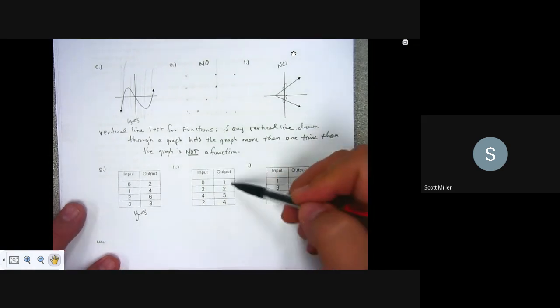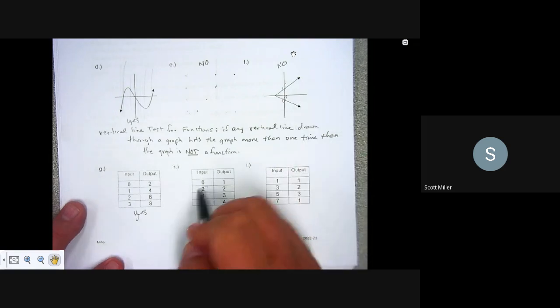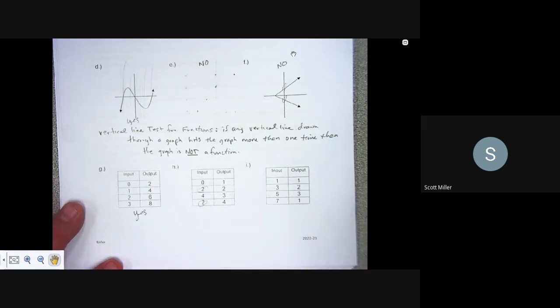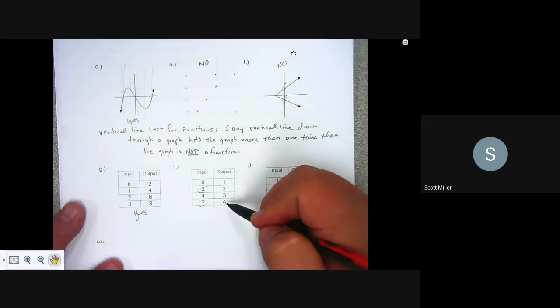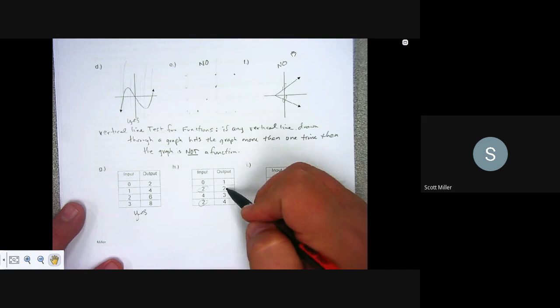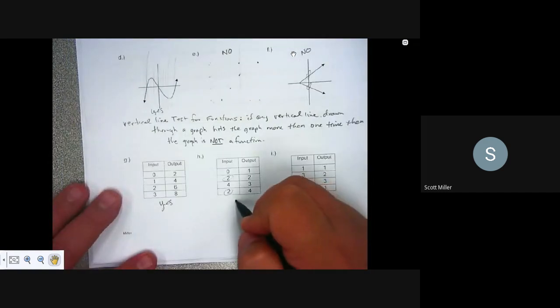Here, it looks like all these go to a different output, correct? But what do you notice? That input happened twice, didn't it? That means the output better be the same number also. And you just accidentally wrote it twice, but it doesn't. 2 goes to 2, and 2 goes to 4. So this would be an example like this one, where it goes to 2 different answers. So this one then fails as a no.